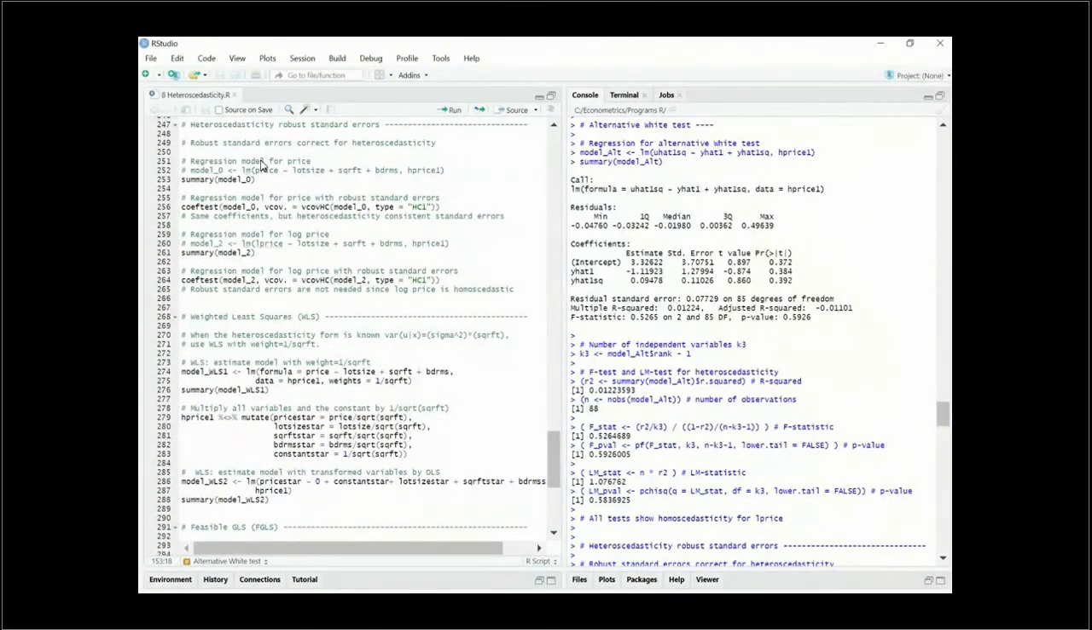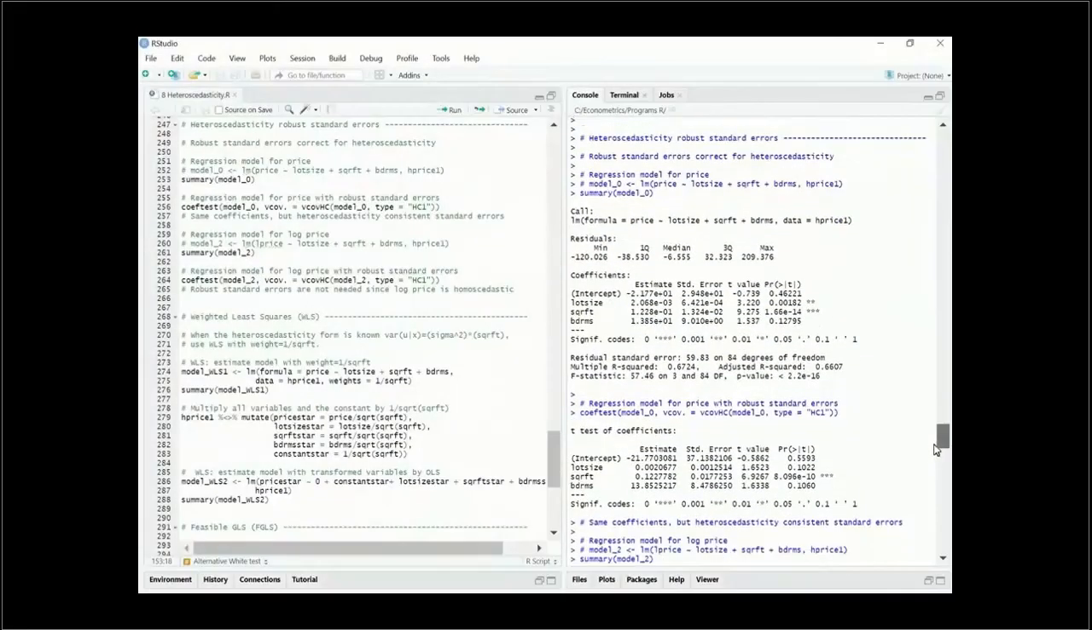So how do we do robust standard errors to correct for heteroscedasticity? First of all, let's recall that we have the model of price regressed on lot size, square feet, and the number of bedrooms. So this was the summary, and let's go ahead and look at the results again. These are the coefficients and the standard errors using the original model, but now we established that we have heteroscedasticity. So note that these are the values of the coefficients, and note that these two are significantly different from 0.